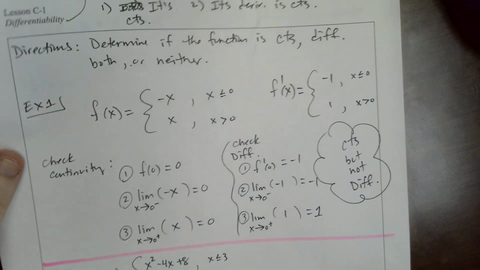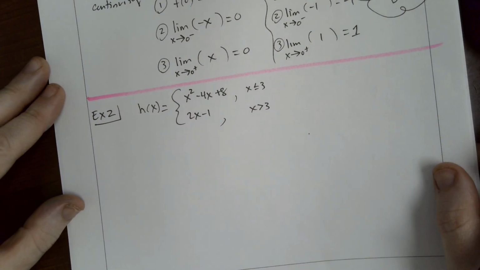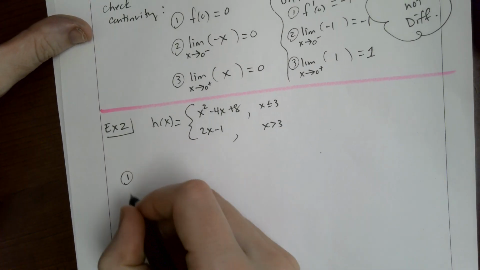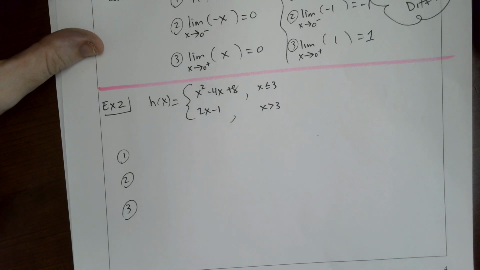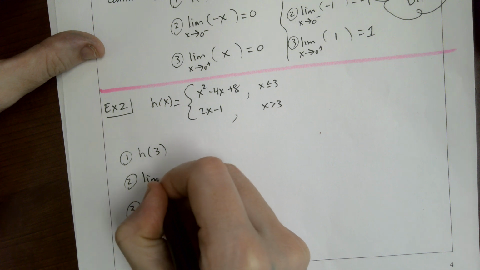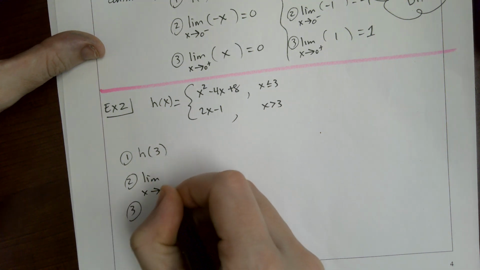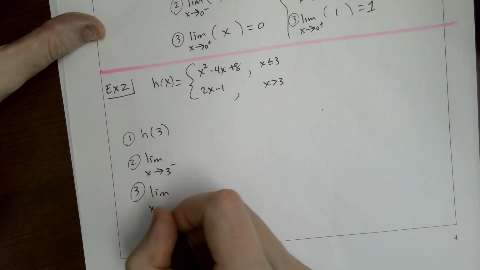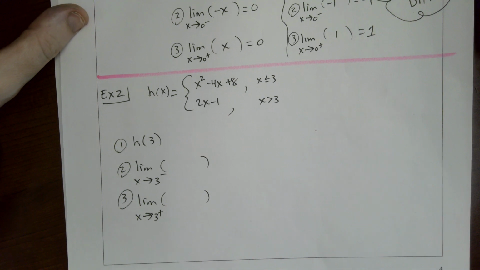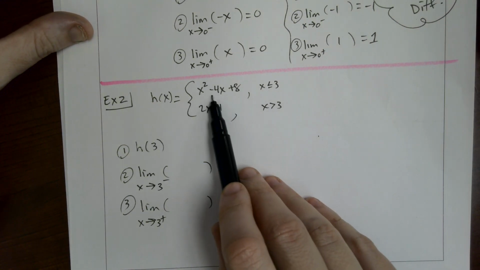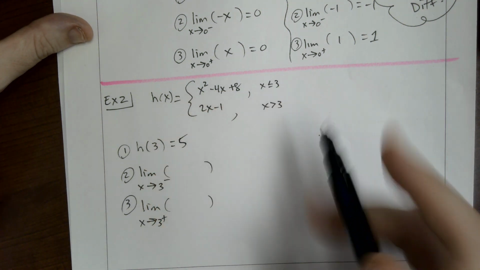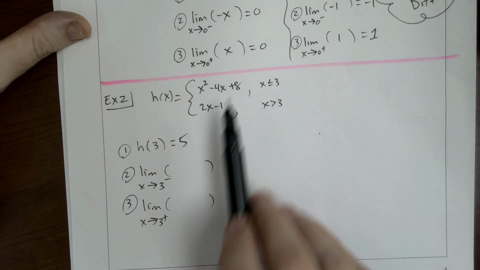Okay, now let's do this one. So we're going to do the same thing. So first, we'll test continuity. So 1, 2, 3. All right, so I need h of 3, and the limit as x approaches 3 from the left and the right. Okay, so h of 3, you'd be plugging into this. So we end up getting 5. 9 minus 12 plus 8 is 5.